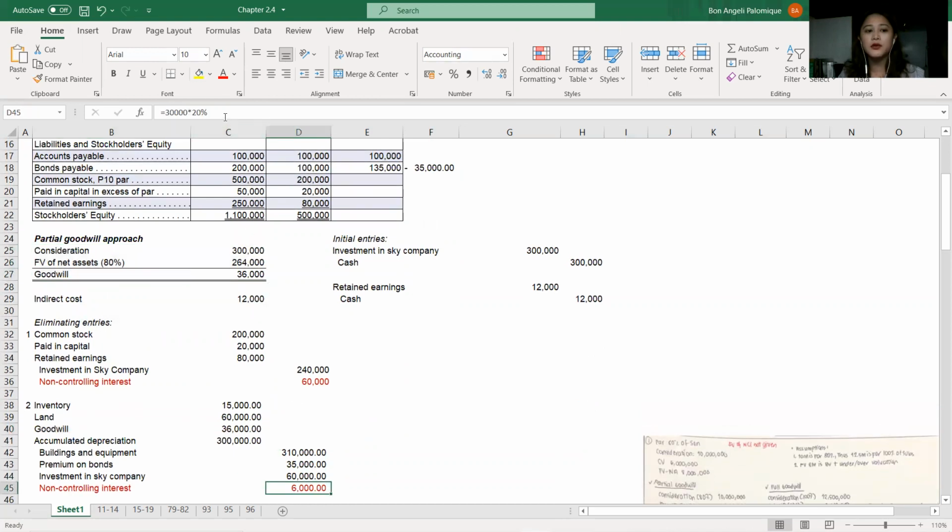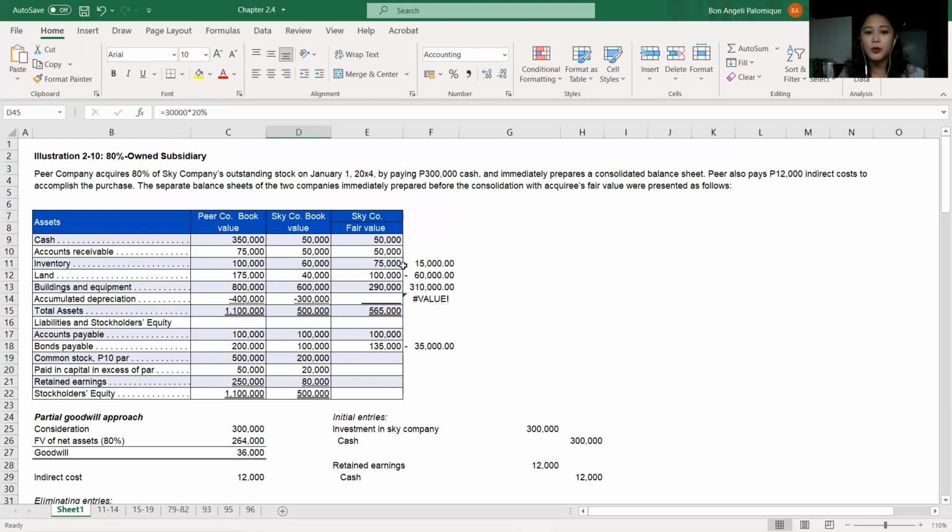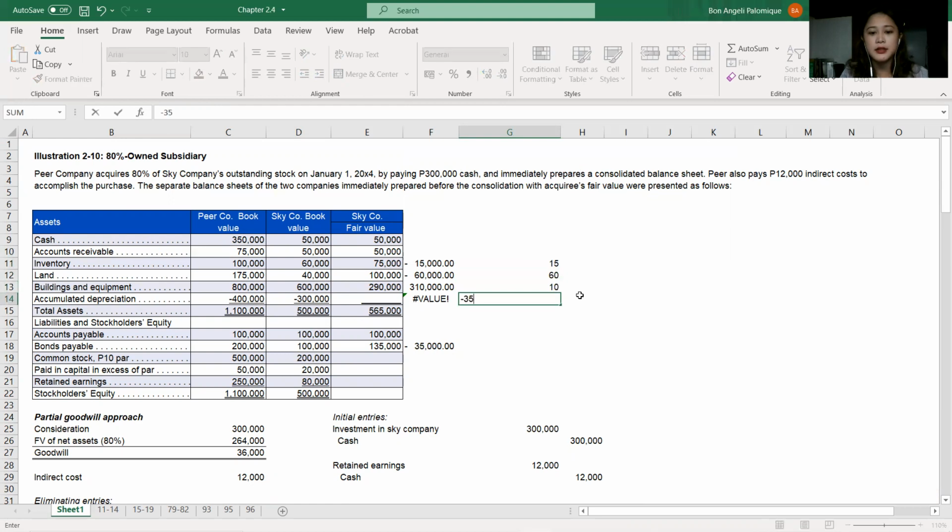Then, magko-compute ka na nung NCI ulit. Yung NCI portion naman dito for elim number 2 is yung total overvaluation. Magkakaroon din siya ng share. Kumbaga, yung overvaluation is yung total amount nito, yung 15, may kita nyo, di ba? Mas mataas ng 15, 60, 10, less 35.